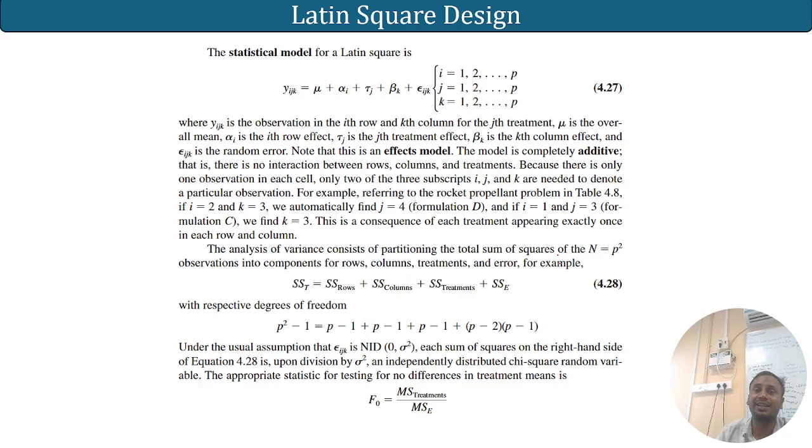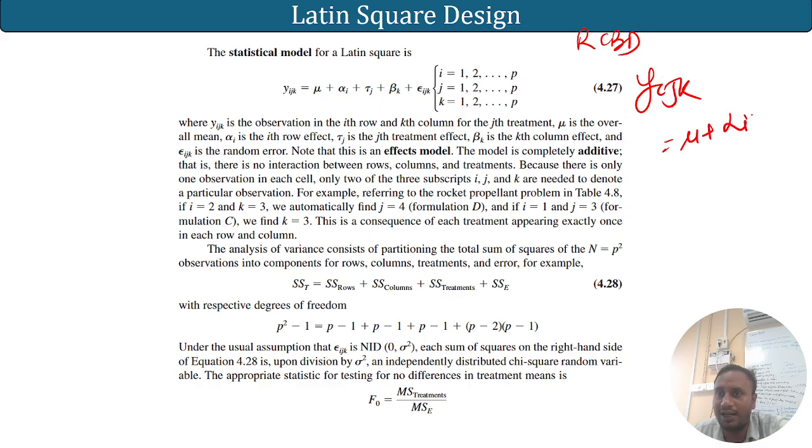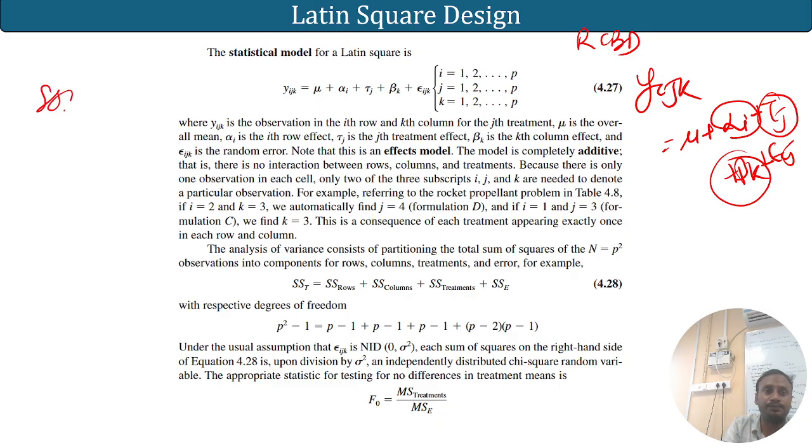So what is the statistical model for that? In the RCBD we were having Yij. Now it becomes Yijk equals mu plus alpha i plus tau j plus beta k plus epsilon ijk. Mu is the mean, alpha is the row, tau is the treatment, beta is the column. So in that case, how will SST become? SS row, SS column, SSE plus SS treatment.